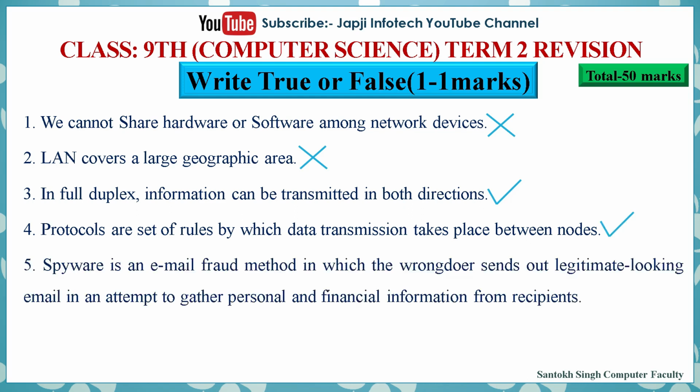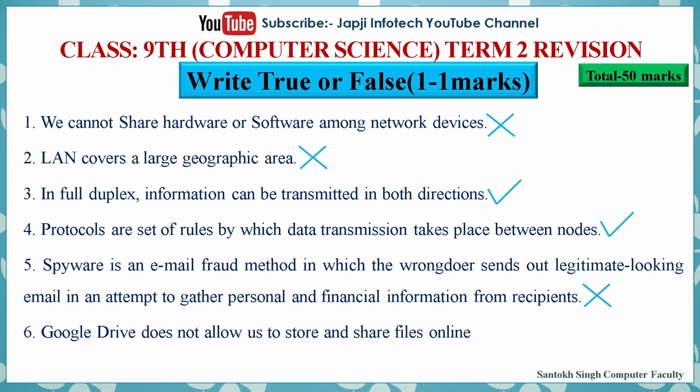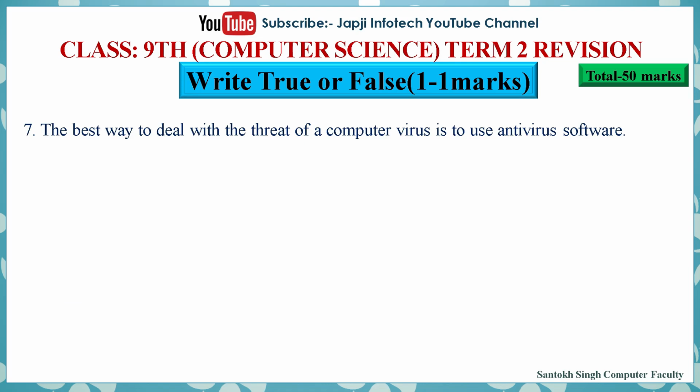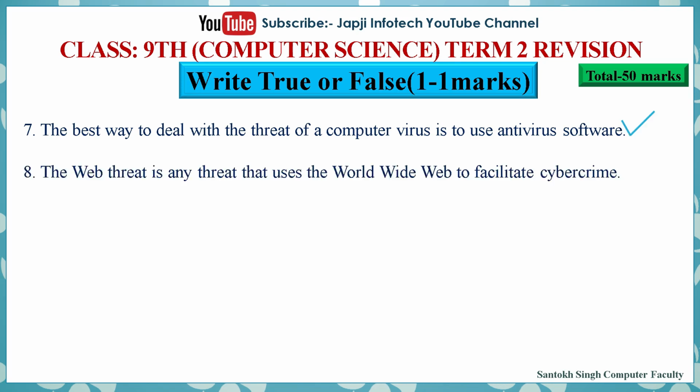Right. Fifth one is spyware is an email fraud method in which the wrongdoer sends out legitimate looking email in an attempt to gather personal and financial information from recipient. Wrong. Sixth one is Google Drive does not allow us to store and share files online. Wrong. Seventh one is the best way to deal with the threat of a computer virus is to use antivirus software. Right. Eighth one is the web threat is any threat that uses the World Wide Web to facilitate cybercrime.